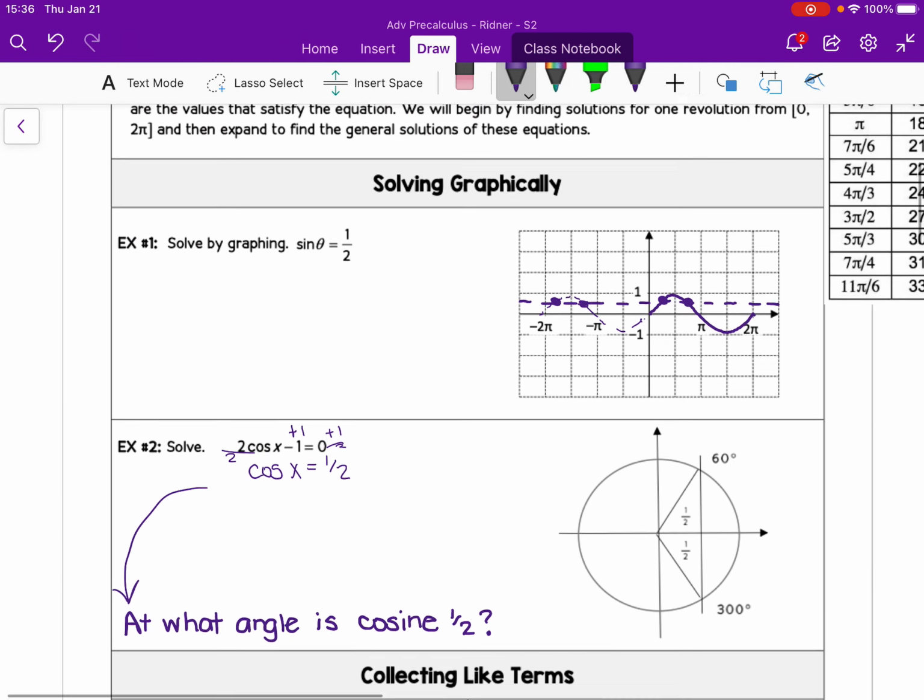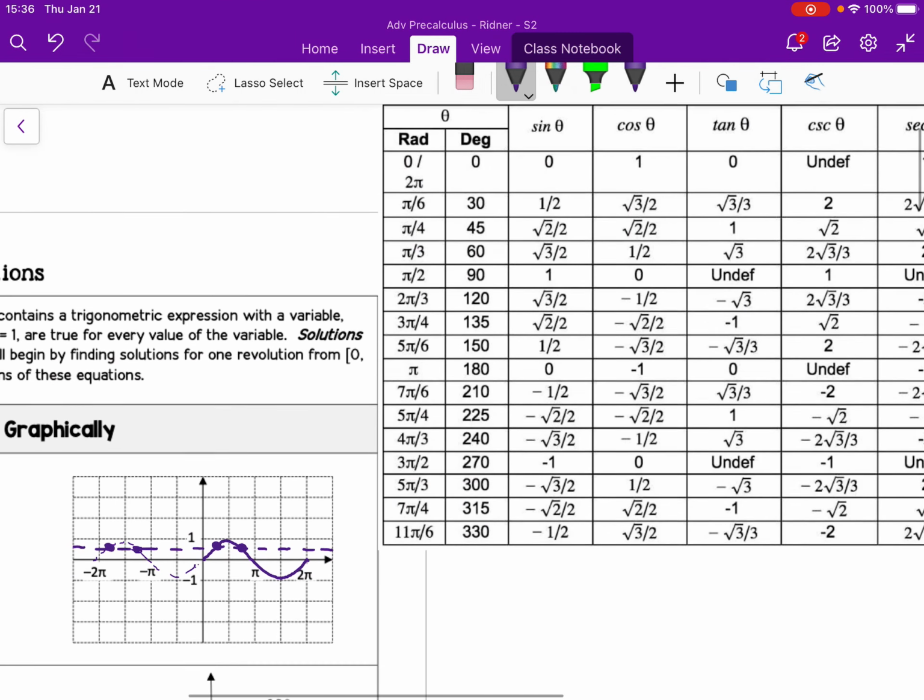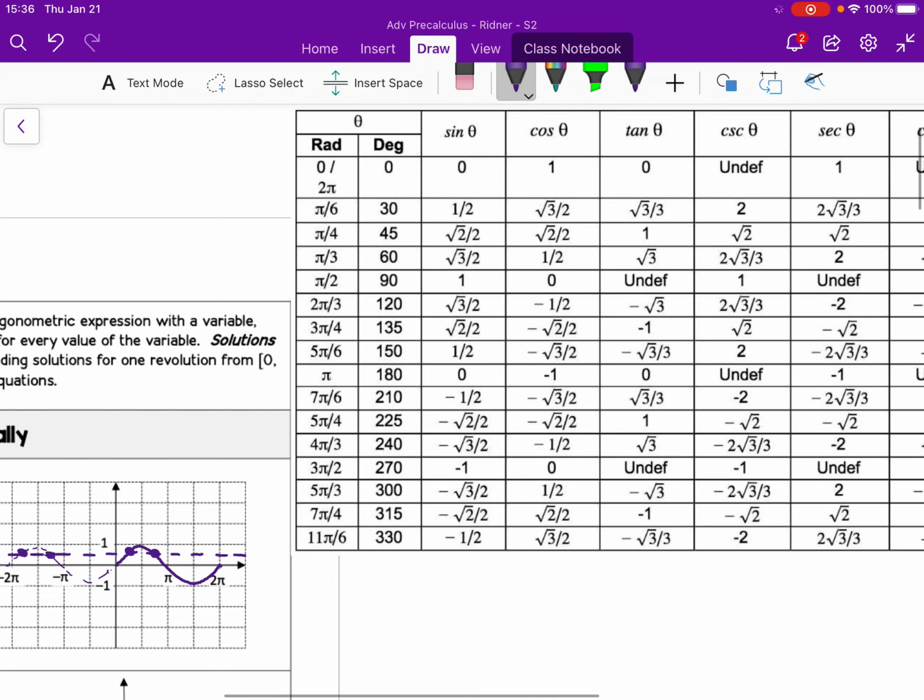So go up to my chart. Everywhere that tangent is square root of 3 over 3 or negative square root of 3 over 3. So notice there are 4 places where that could happen.